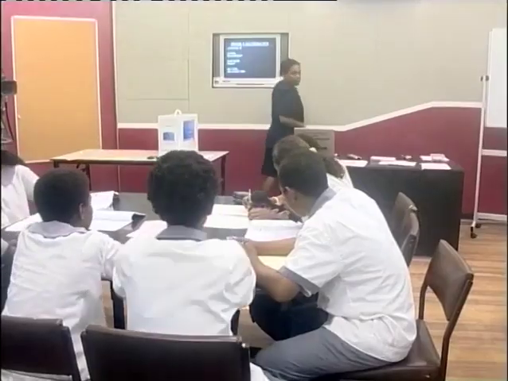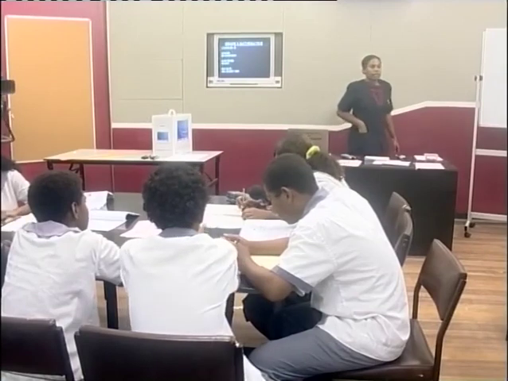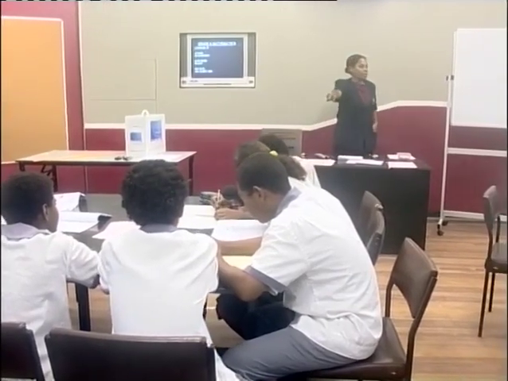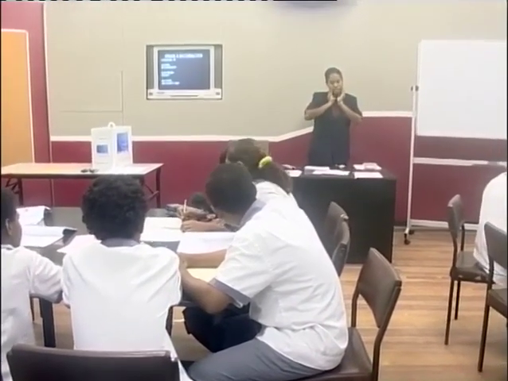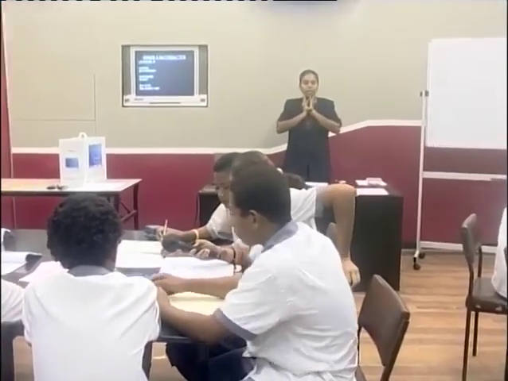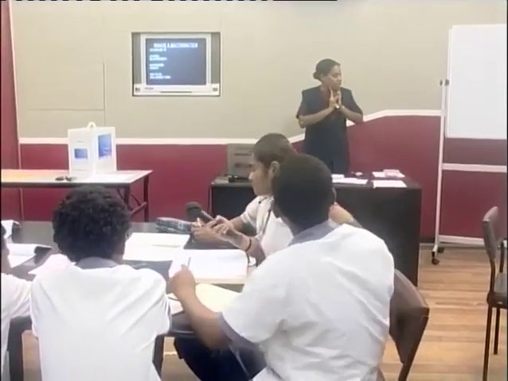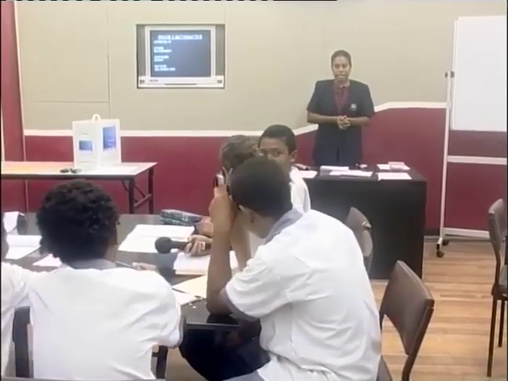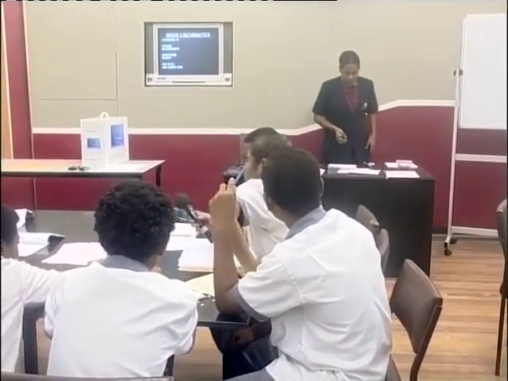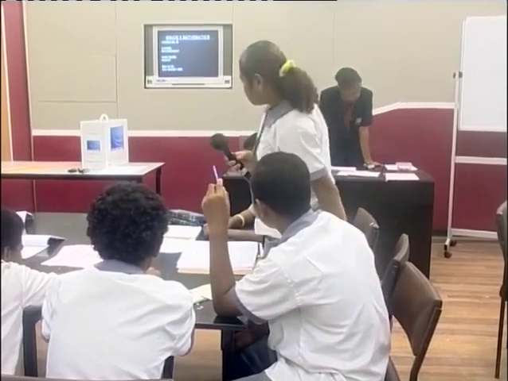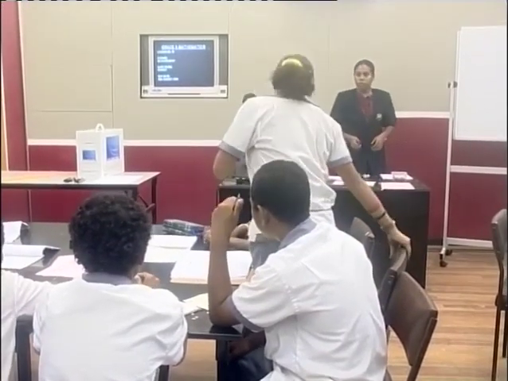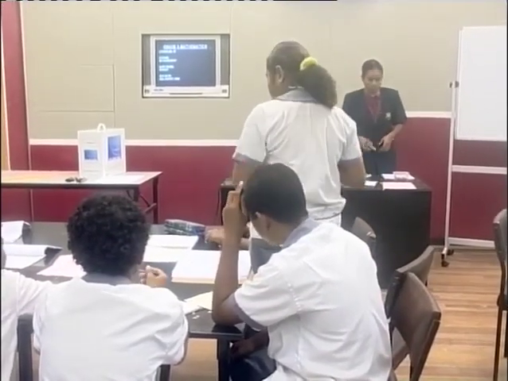All right, we'll have this group here to give us the reason for how they got 31.68 liters. How we got our answer? 1,000 cubic centimeters is equal to 1 liter. So we divided by 1,000 and we got 31.68 liters.